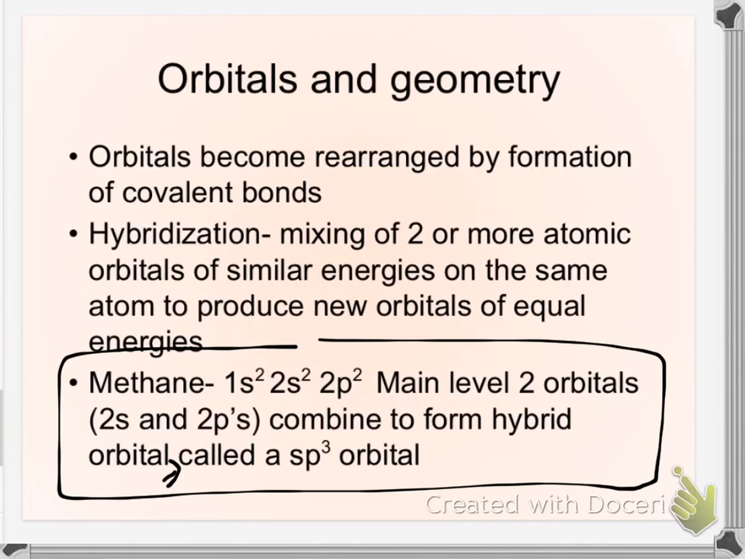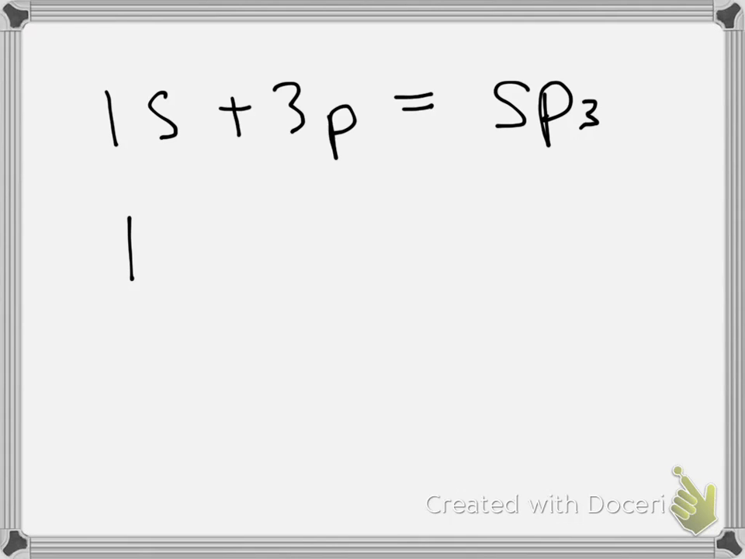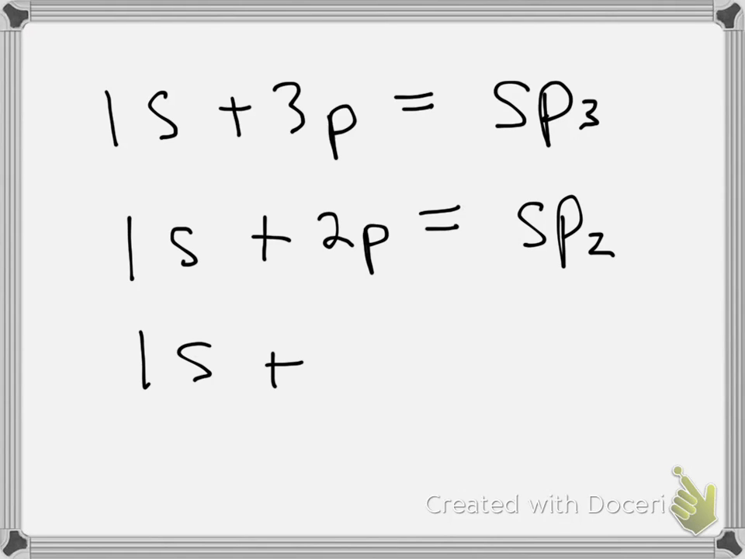So here's a question for you. If 1 s orbital plus 3 p orbitals equals an sp3, what do you suppose 1s plus 2p orbitals equals? sp2. Never forget how clever chemists are. sp2. If you take 1s and you add it to 1p, you know what you get? An sp.